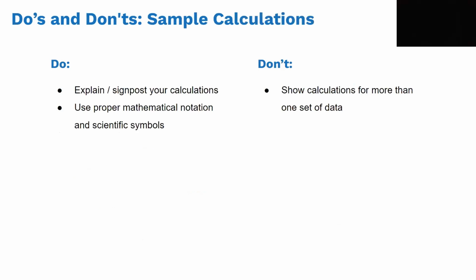Sample calculations. Do explain in samples and calculations while they're being presented. Don't just leave a big mess of mathematical manipulations for your reader to try and sort through. Use proper mathematical notation and scientific symbols during your calculations. As for don'ts, you should not show calculations for more than 1 set of data. It's a waste of time.